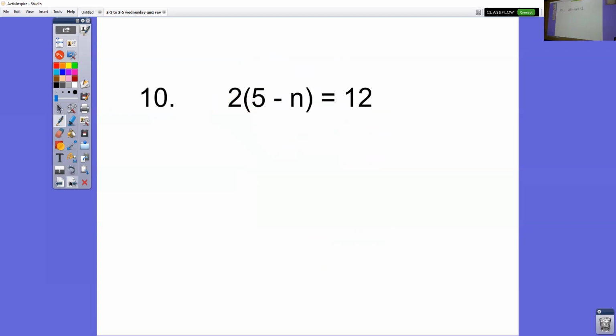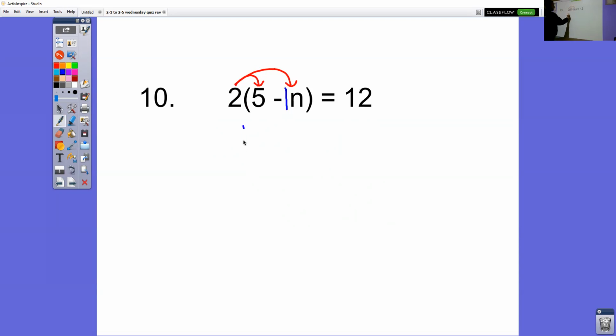In question number 10, we have distributive property again. We want to take the number outside the parentheses and multiply it by both of the things inside parentheses. Here you have a letter that's all by itself. Remember, anytime that you have a letter all by itself, there's really a 1 in front. So you're really doing 2 times 5 and 2 times -1n. Go ahead and try this problem now. Pause the video.